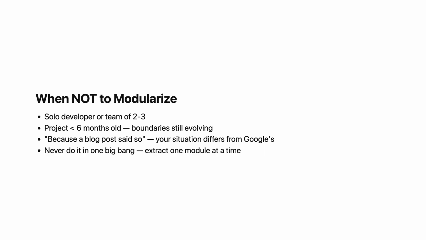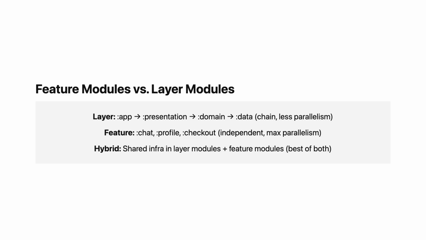Feature modules split by user-facing feature, a chat module, a profile module, a checkout module. These can be truly independent, enabling maximum parallel builds, but they cross architectural layers. Each feature module has its own presentation, domain, and data code. The best approach in practice is a hybrid. Shared infrastructure in layer modules, database, analytics, feature-specific code in feature modules. This gives you both the parallelism of feature modules and the shared foundation of layer modules.